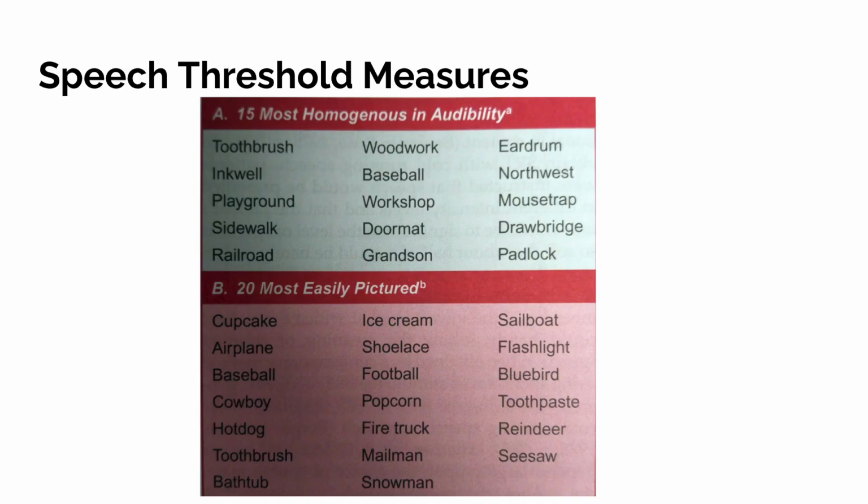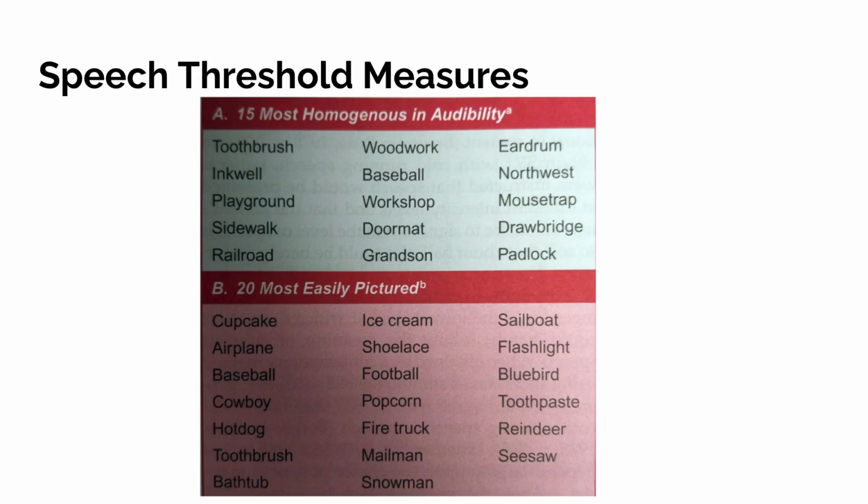Now you might be wondering, why does homogeneity matter for audibility? Homogeneity matters because we want each stimulus to have the same probability of identification as another stimulus. We don't want easy words versus hard words. If we're trying to perform a test to find the recognition threshold, we want them all to have the same probability of being recognized.